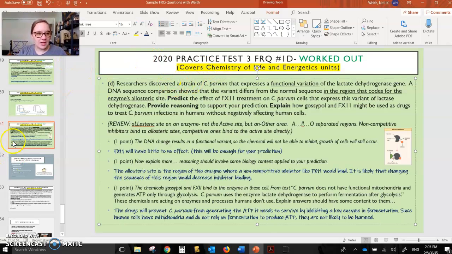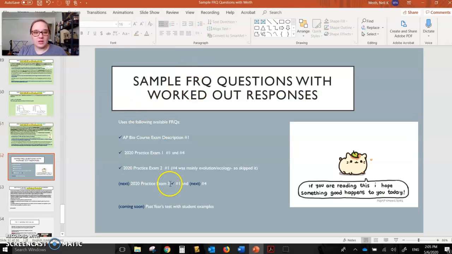Okay, so that is the end of Practice Exam 3, FRQ number 1. I'm going to do number 4. It looks like it's a little bit more ecology based, but there is some energy stuff in there, just to give you another experience of what a number 4 looks like, even though this content specifically is not going to be covered. So on to part 10, right?